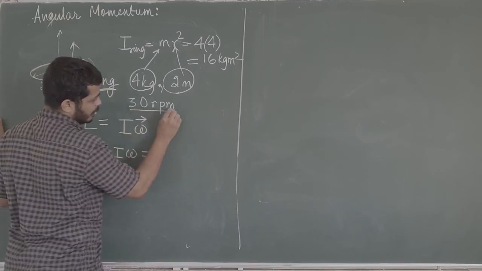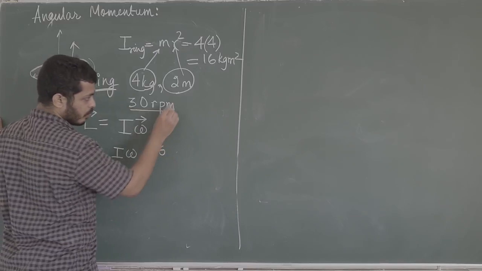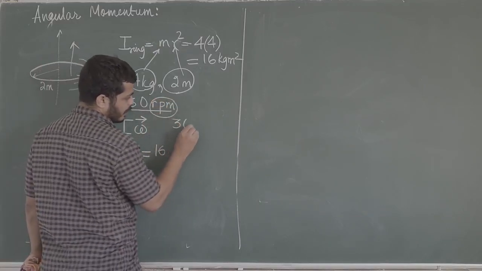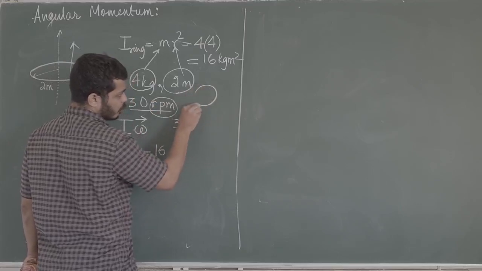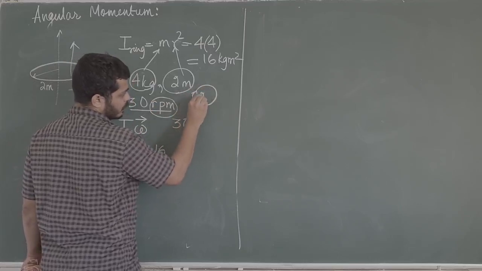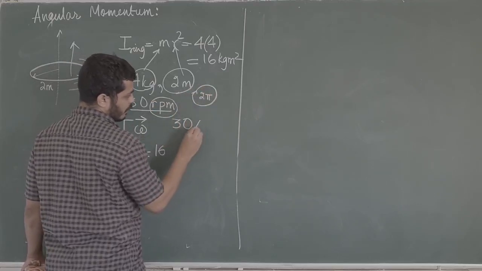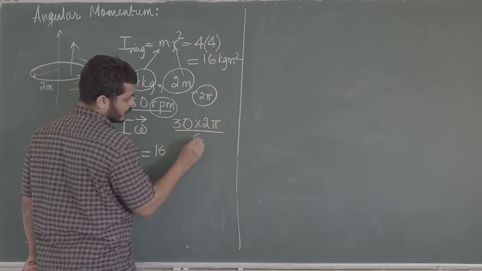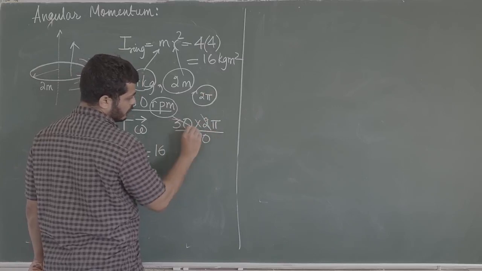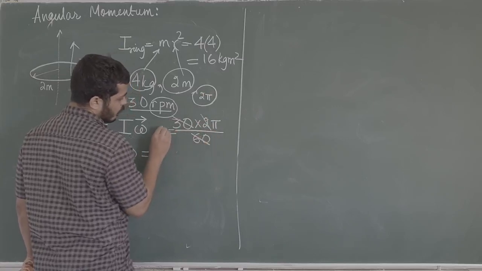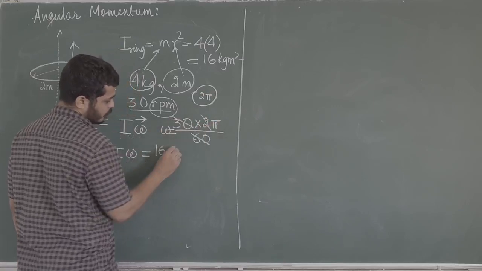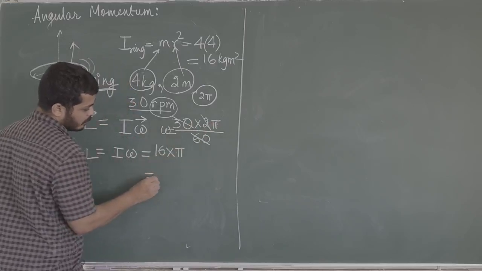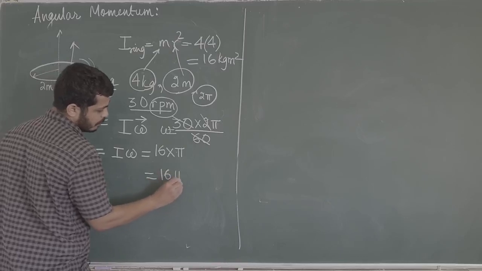30 rotations per minute. Can we directly substitute? Rotations per minute is not an SI unit. So you will write 30, and each rotation, one circle that you make, is equal to 2 pi. So 30 into 2 pi divided by 1 minute, which is 60 seconds. All of this is going to cancel out, which means that omega is simply pi. So you will write into pi. What is your angular momentum? Your angular momentum is 16 pi.